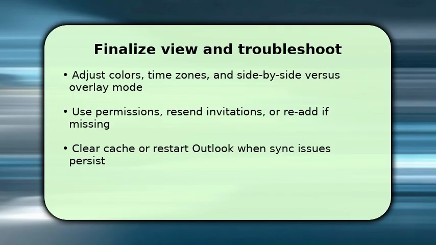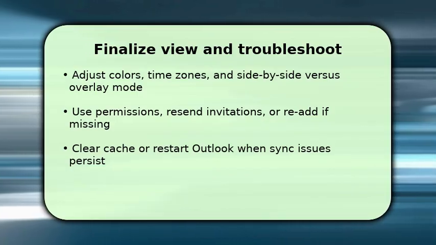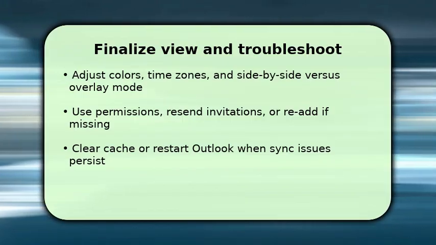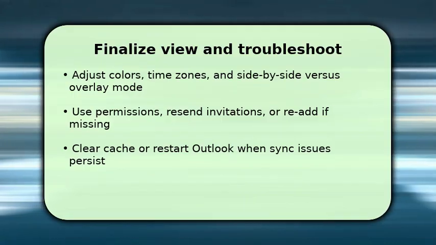If a calendar won't appear, verify sharing permissions, ask the owner to resend access, or re-add via address book. If events still fail to sync, clear the Outlook cache, restart the app, or use Repair Account in settings. One key troubleshooting tip: toggling the calendar off and on often forces a fresh sync and resolves most visibility issues.